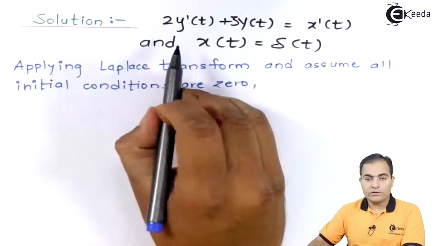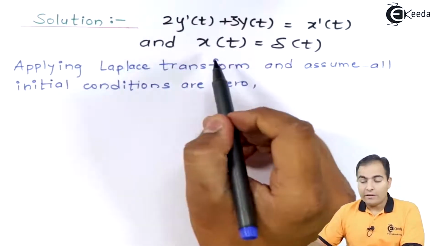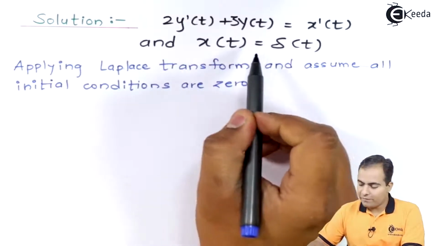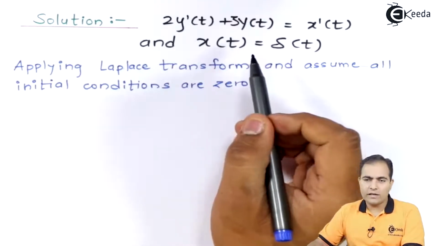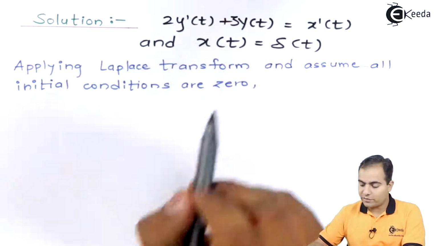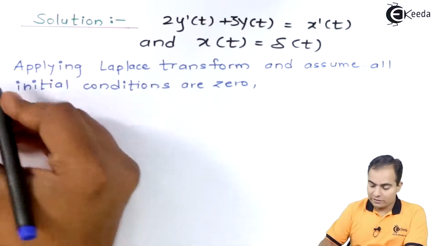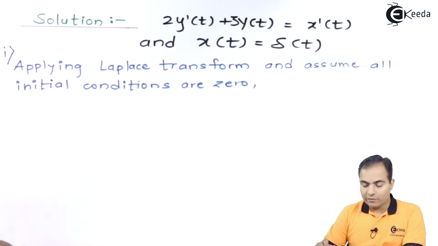Now the question was 2y dash of t plus 3y of t equals x dash of t, and while calculating impulse response, x of t is already given, which is del of t. If it is given, that doesn't matter. And if it is not given, then we know we have to take x of t as del of t while calculating impulse response. Now we have to find the first thing, which was the transfer function. So we are going to find solution number 1.